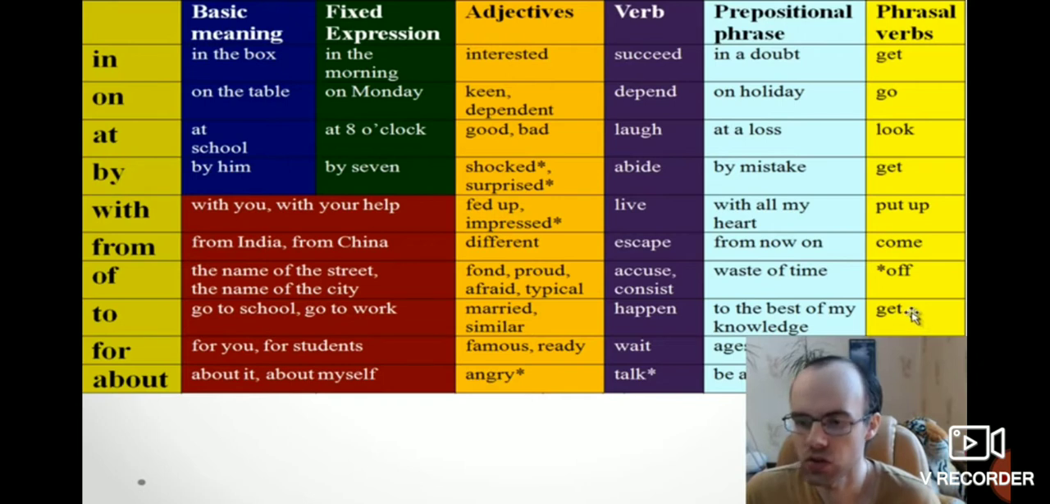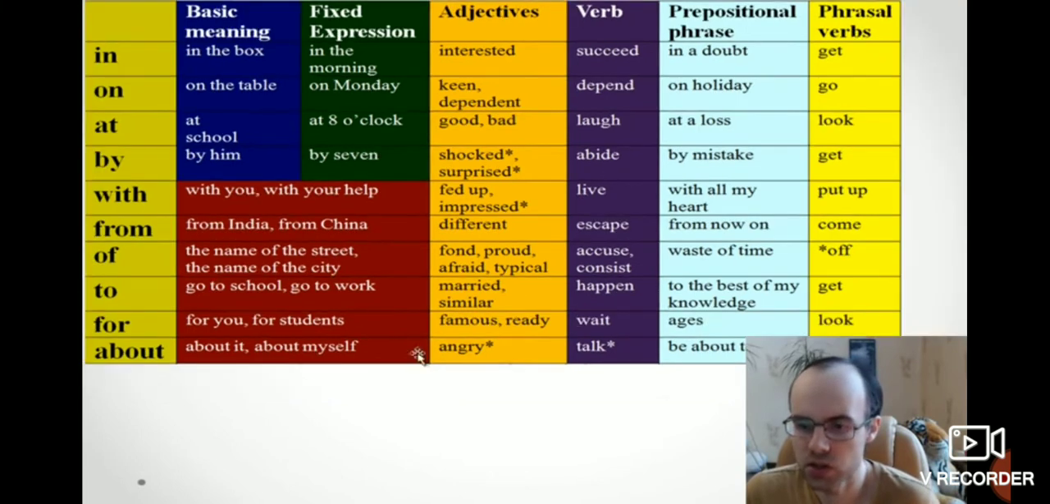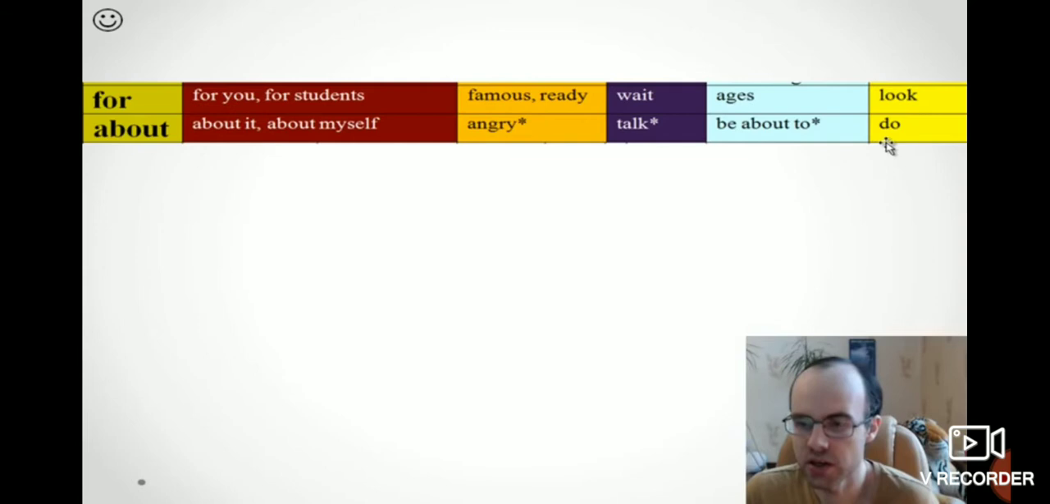Get to. It means reach. So he got to work. It means he reached that place. And you see, look for. It means when you try to find. So I'll look for new interesting videos, or I'm looking for my keys. I'm trying to find my keys. And do about. So I can do nothing about it. So I can't change it.